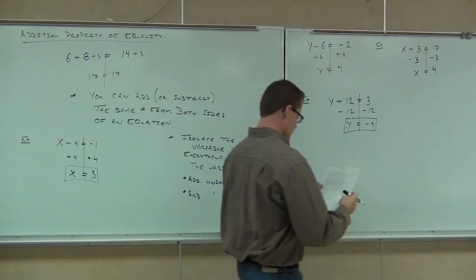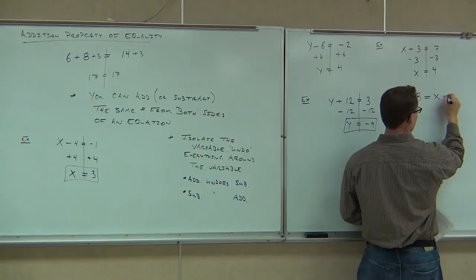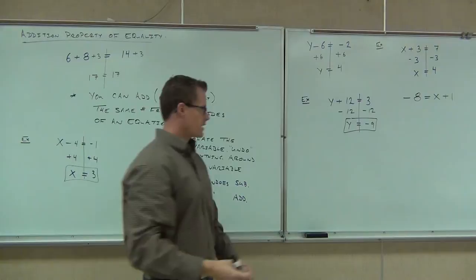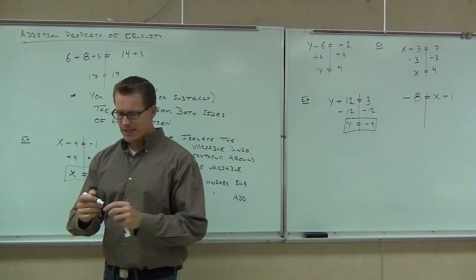Hey, is it still going to work if I have an equation that looks kind of backwards, where I have a variable on the right-hand side rather than the left-hand side? Is that okay? Yeah. Okay, it's still an equation, right? So we still have this line. I still have a variable. What's my variable? X. And what do I need to get rid of around the x? 1. Yeah. How do I get rid of that plus 1?